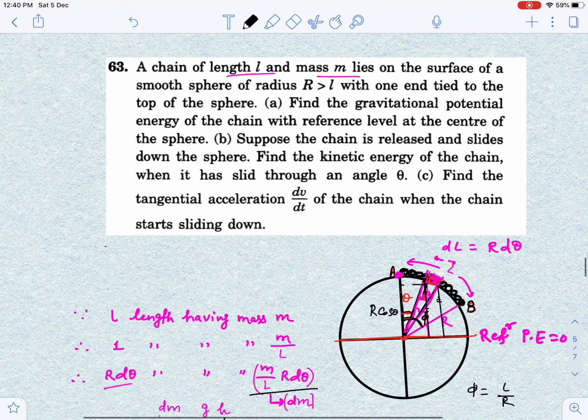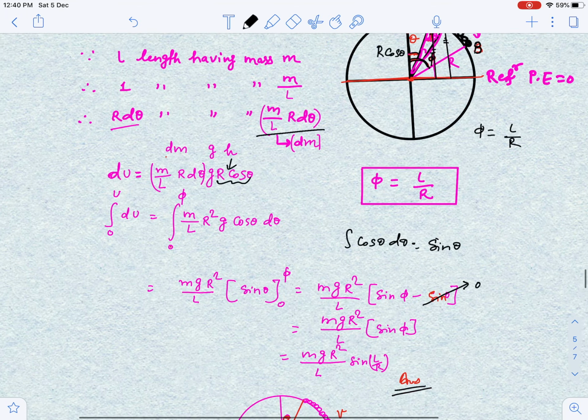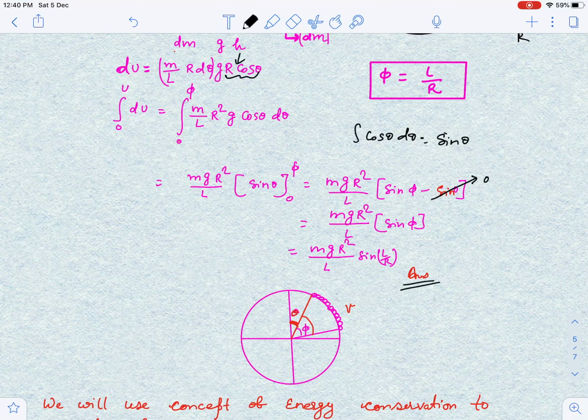This is the answer of part 1, guys. In part B, what they are asking is the kinetic energy of the chain. So how can I find the kinetic energy, guys? You know that the change in kinetic energy is equal to the total work done by conservative forces, since all the forces acting are conservative because of a smooth surface with no friction.